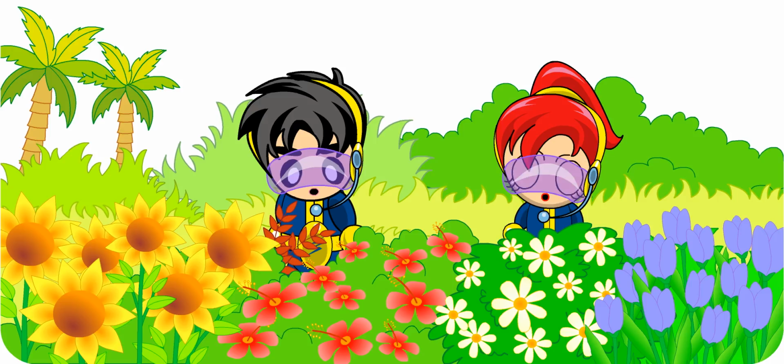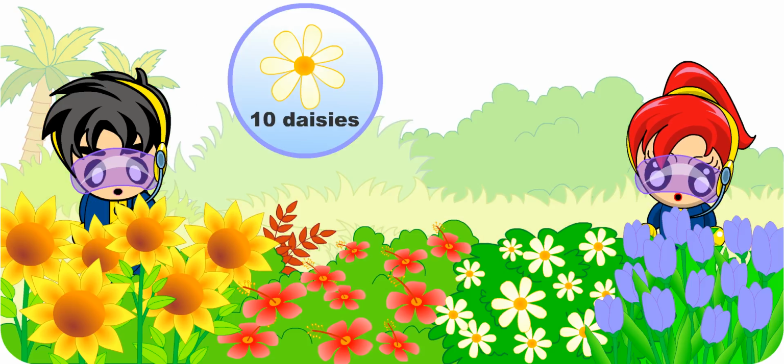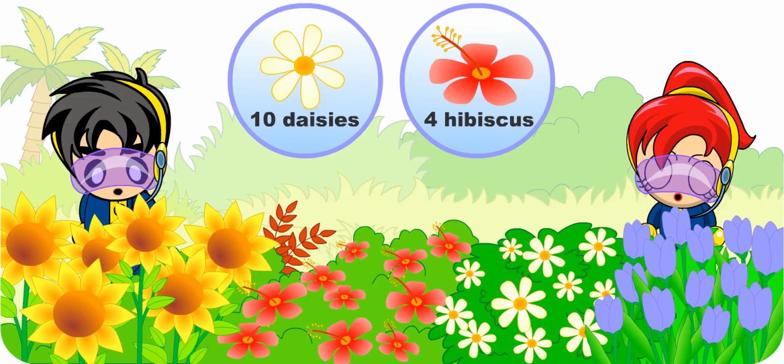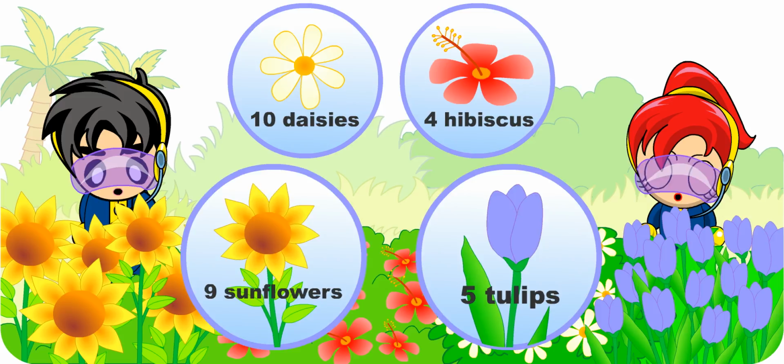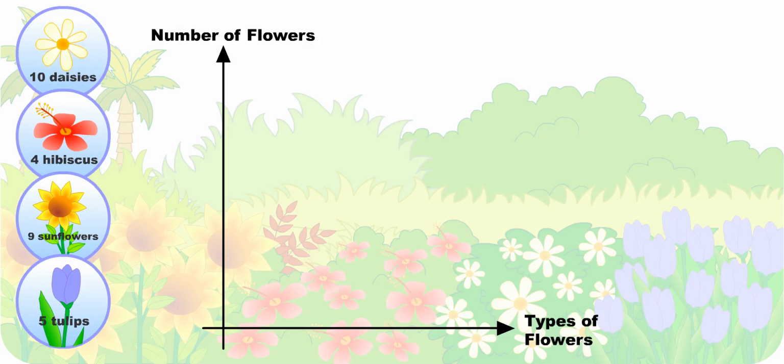Hello, children. What do we have here? Hello, teacher. We have plucked 10 daisies, 4 hibiscus, 9 sunflowers, and 5 tulips. They are beautiful. Do you know that you can represent the flowers you have both picked with a bar graph? Let us start by using squares to represent the number of flowers.